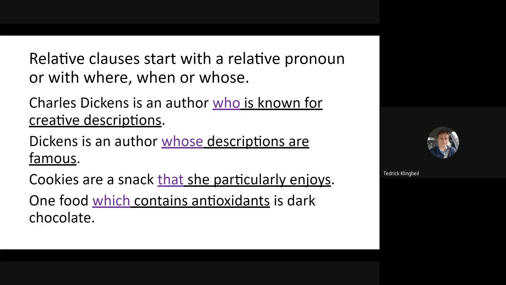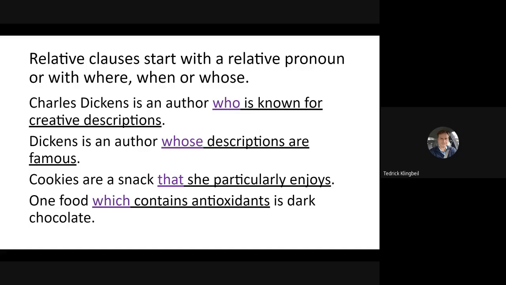All right, so let me go back and reread this so that we can be on the same topic here. Relative clauses start with a relative pronoun or with where, when, or whose. Charles Dickens is an author who is known for creative descriptions. So the relative pronoun is who. You can also say Dickens is an author whose descriptions are famous. You can also say cookies are a snack that she particularly enjoys. And you can also say one food which contains antioxidants is dark chocolate.